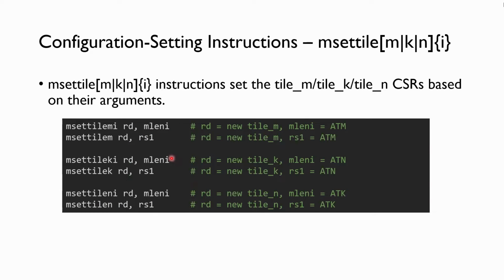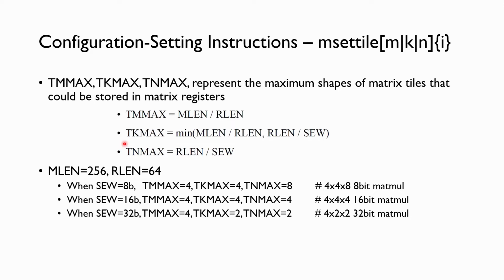The msettile instructions set the tile M, tile K, and tile N CSRs based on their arguments encoded in the immediate or the general purpose register RS1, and write the new value into general purpose register RD. This is quite similar to the vsetvl instruction in vector extensions. So there are 3 values called TM max, which means the maximum tile M, and TK max and TN max, which represent the maximum shapes of matrix tiles that could be stored in matrix registers.